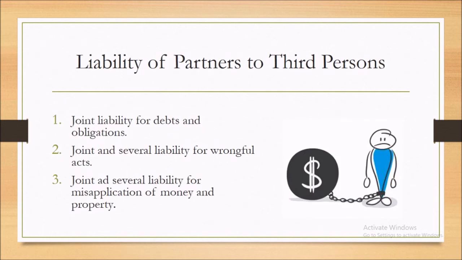What are the liabilities? It can be a personal liability, in the sense of an individual liability, or a joint liability. Normally in partnerships, we expect it to be joint liability, because that is a partnership. In joint liability, you can see joint liability for debts and obligations. Whatever debts and obligations you have as a partnership, the partners involved are jointly liable for them. And the second one is joint and several liability for wrongful acts.